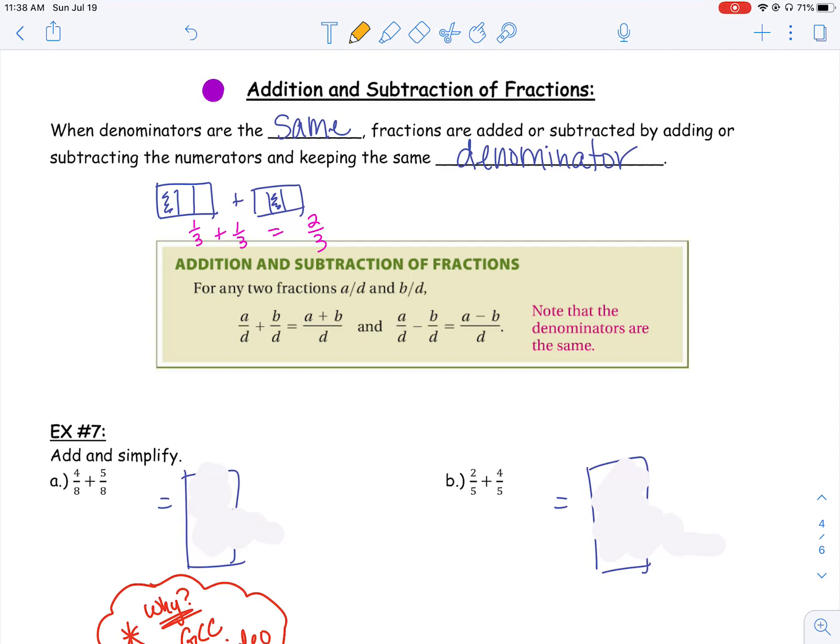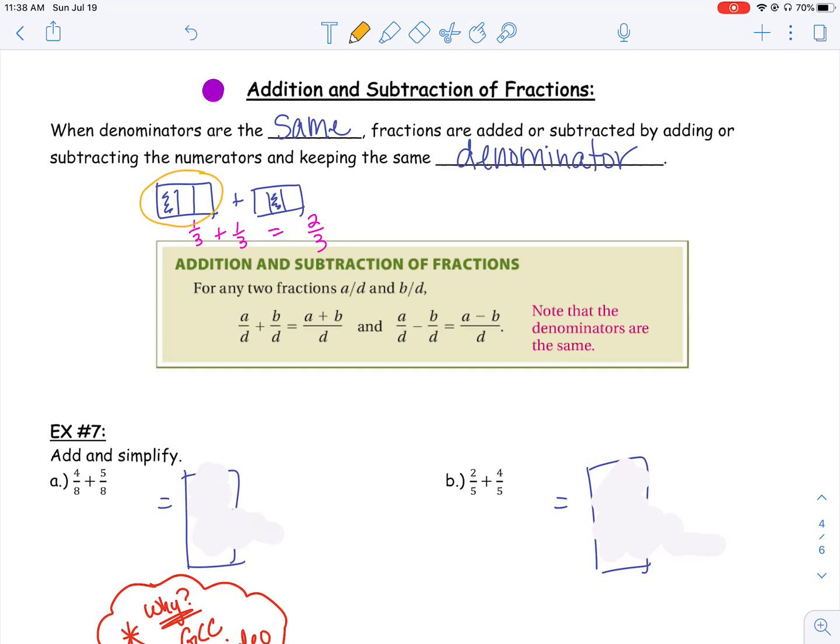However, when we're adding and subtracting fractions, we need to make sure that we have a common denominator. So when those denominators are the same, then we can add and subtract fractions by simply adding or subtracting the numerators and keeping the same denominator. Let me show you a quick example.